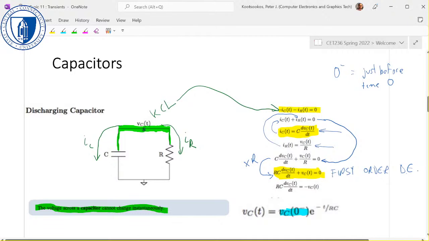And I hope you've done enough math at this stage to know that the homogeneous solution to that equation is just a decaying exponential. Right? So if we solve that, we get something like that. The voltage across the capacitor as a function of time is equal to the initial voltage times e to the minus t on RC. And RC is sometimes written as tau, and it's called the time constant.